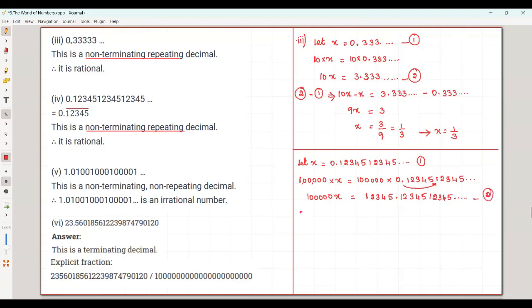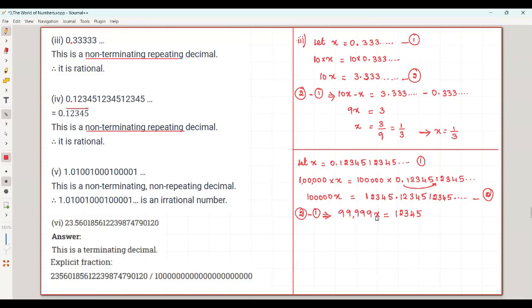Now just subtract 2 minus 1. Equation number 2 minus 1. I'm just directly doing it. 1 lakh x minus x will give 99,999 x is equal to 12,345 minus 0, which gives the same, right? 12,345 after the decimal point is the same, so if you subtract, this will become 0. As this is a pure repeating decimal, after the decimal point it will become 0.